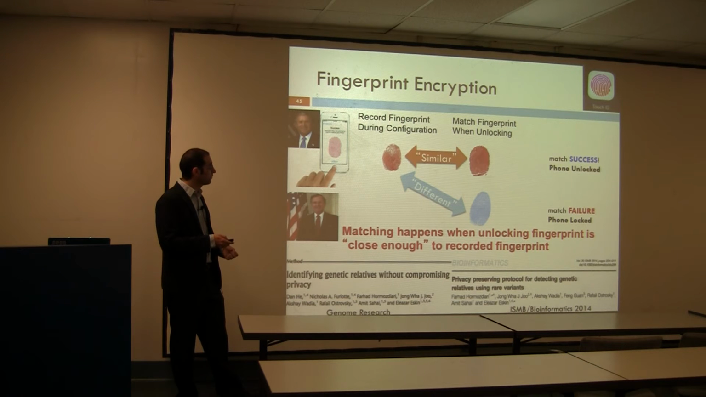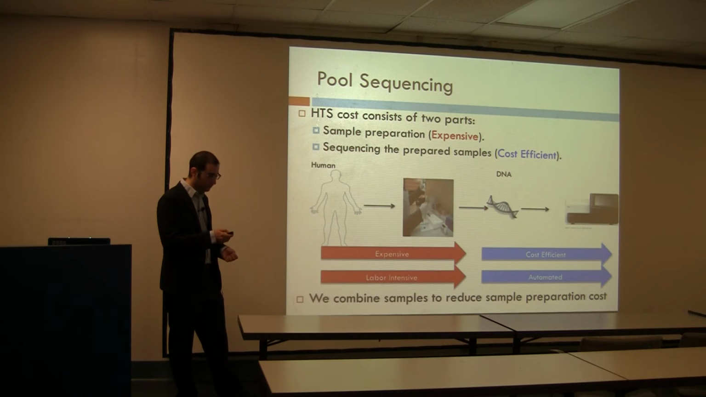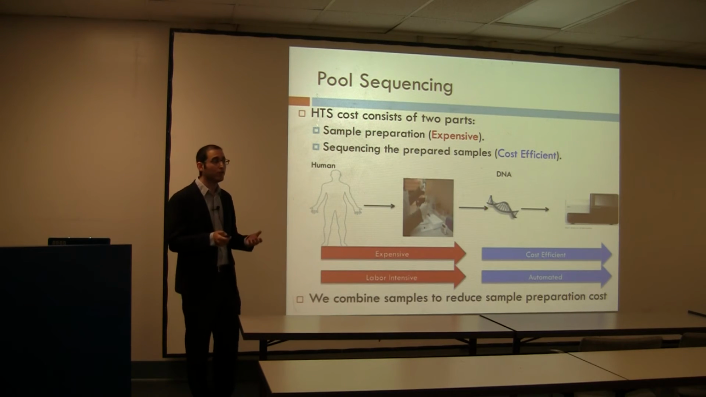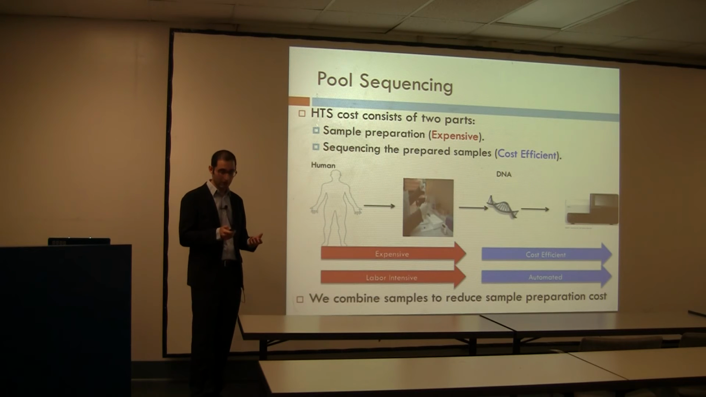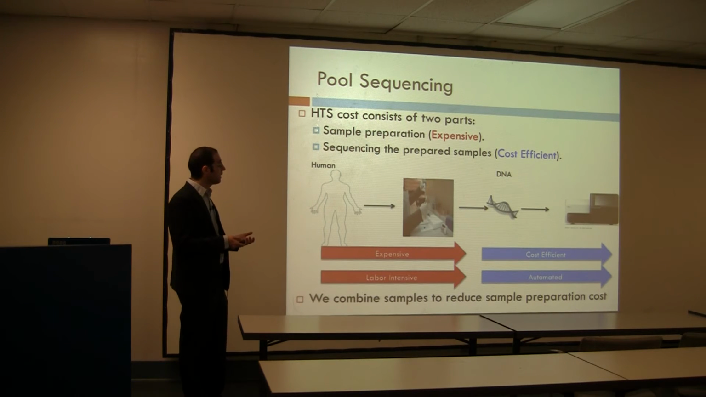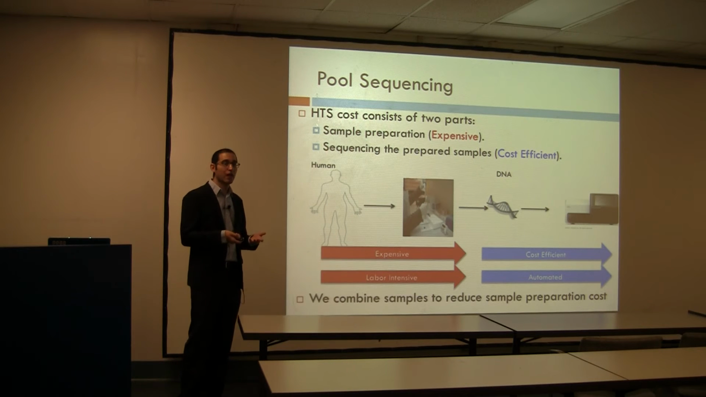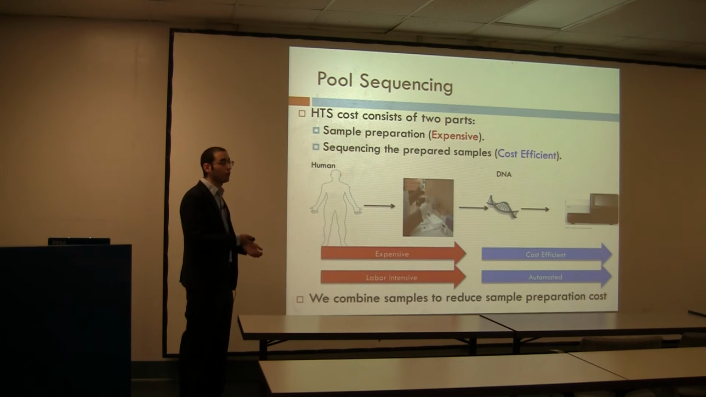Now, I will move to the last project that I want to present. It's called pool sequencing. I mentioned in the beginning of my talk that there exists a machine that can sequence individuals and reduce the cost a lot. However, what I have to mention is that there are different steps in sequencing. The first step is to extract the DNA and perform a library preparation. After you generate the library, you give it to the machine that generates all these reads.